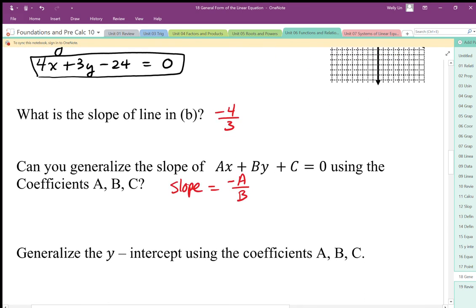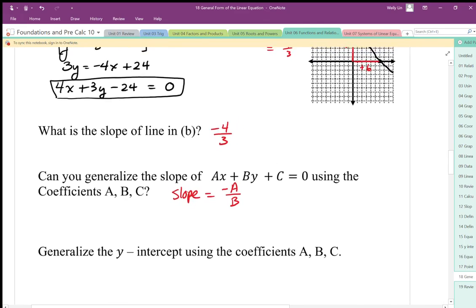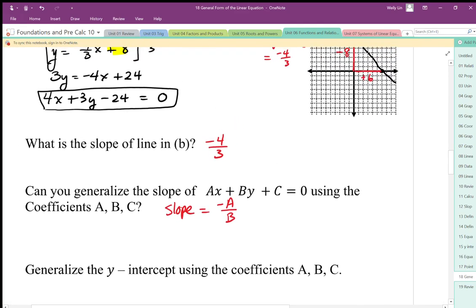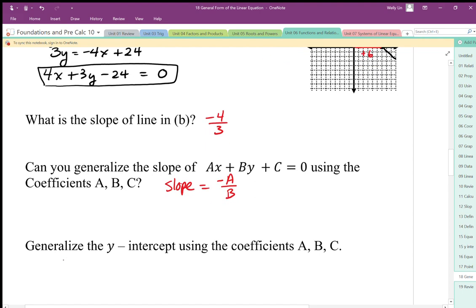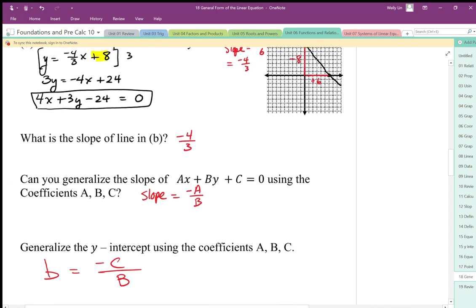So the y-intercept then involves the c. Because if I take a look, if I solve for y, the constant value relates to the y-intercept. So if I move the 24 to this side to get the opposite sign, I end up with negative c. I'm going to write my y-intercept b is equal to negative c. And then I divide by the coefficient on y, which is b. So we can generalize like this.